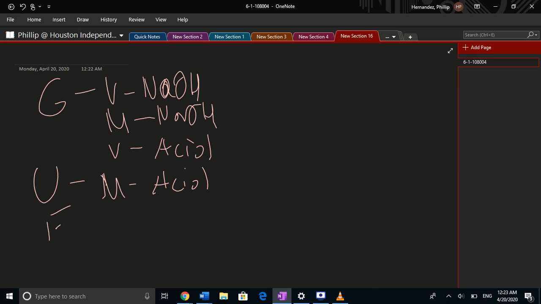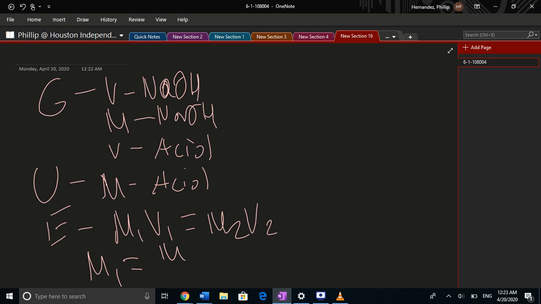Since we have two separate volumes and the molarity of one of them, we can easily find the molarity of the other. So this can be a simple dilution and concentration equation. M1 times V1 is equal to M2 times V2. By the laws of algebra, we can rearrange this to solve for M1: M2 times V2 divided by V1 gives us the molarity of our unknown. Let me just assign my variables.